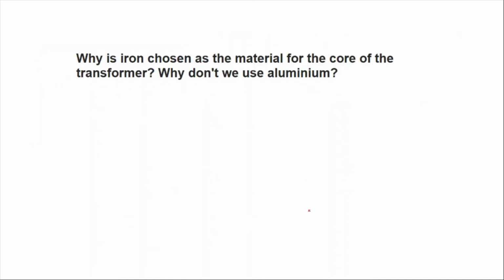Okay, so I have a question for you. Why is iron chosen as the material for the core of the transformer? We explained why we use an iron core in transformers, but why not aluminium or copper or some other materials? Why do we especially choose iron? So this is a question left to you.